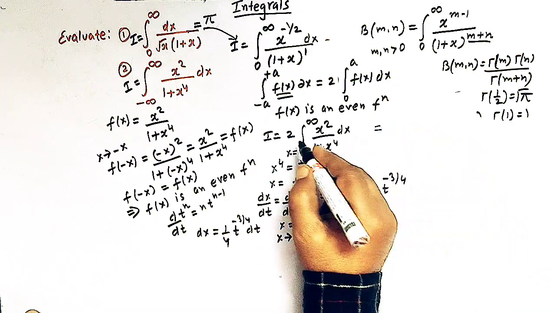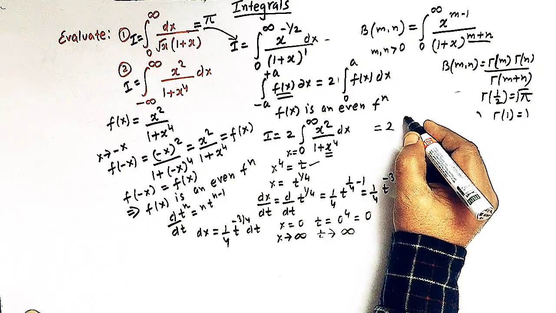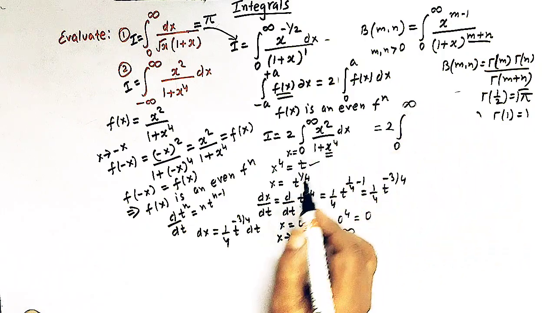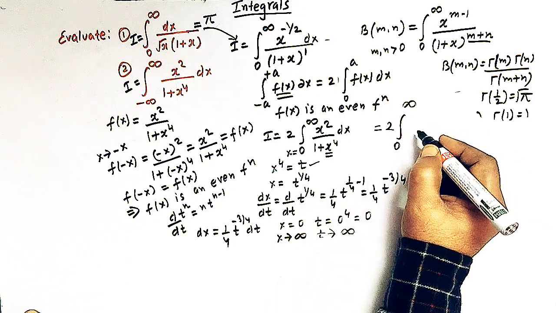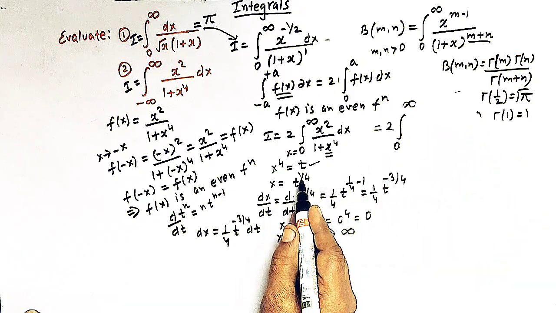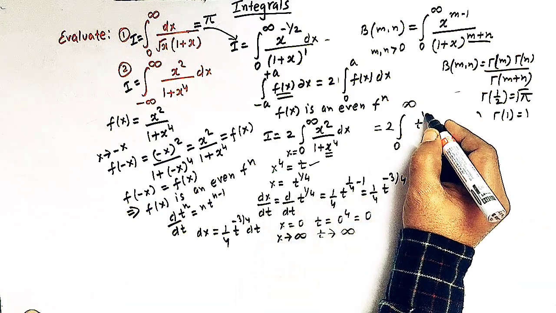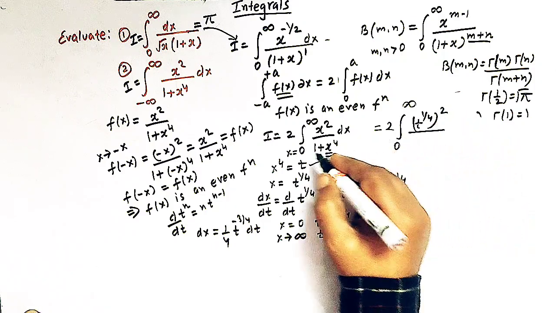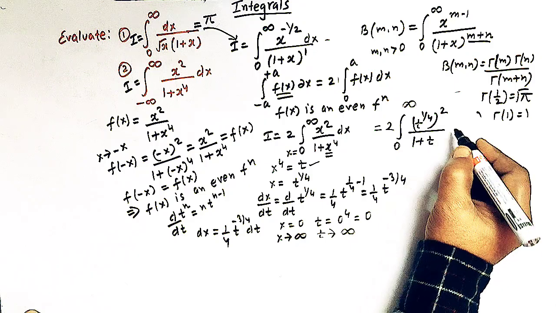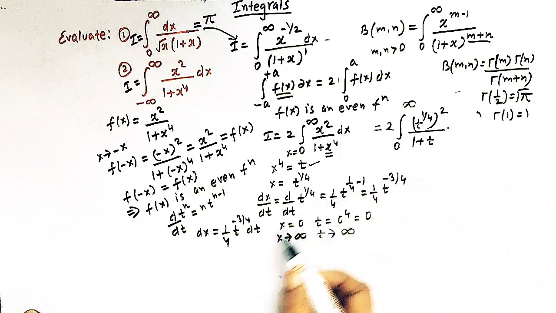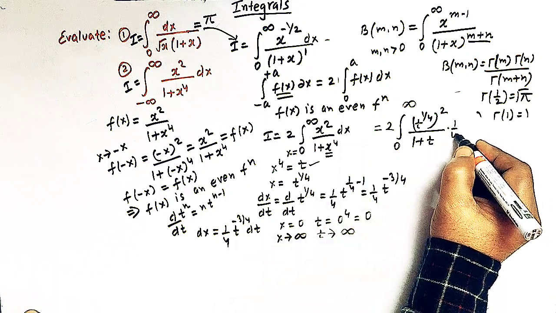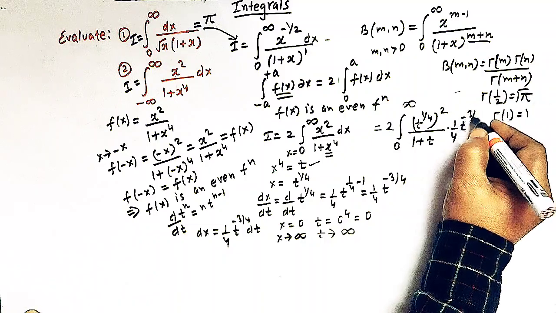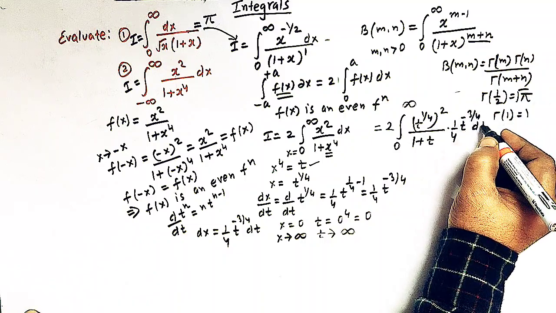So now this integral can be written as 2 times integral from 0 to infinity, and for x square we can now write x is equal to t raised to 1 by 4. So we have t raised to 1 by 4, and then we have the square and 1 plus t, and for dx we can write 1 over 4 t raised to minus 3 by 4 and dt.